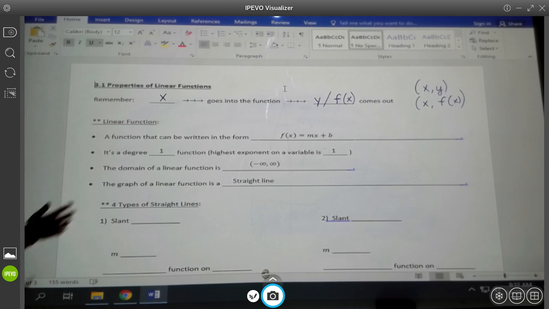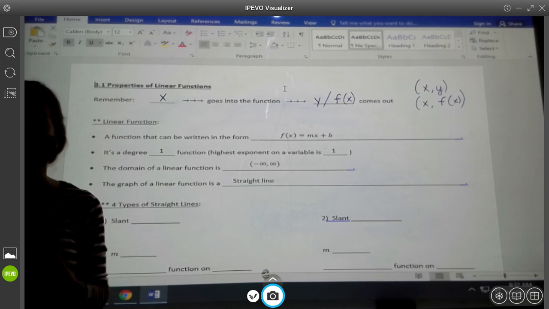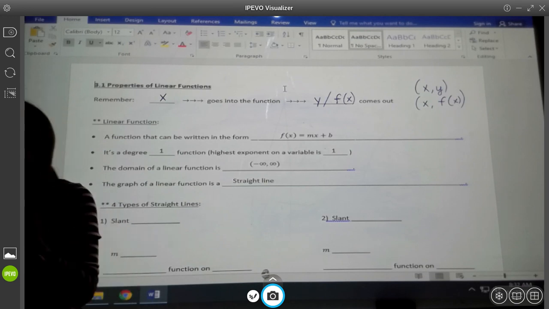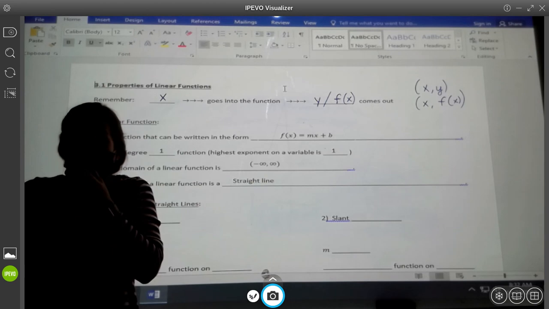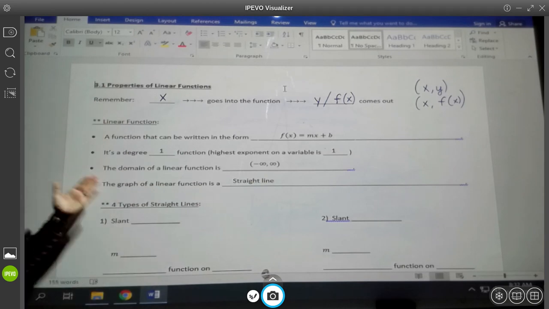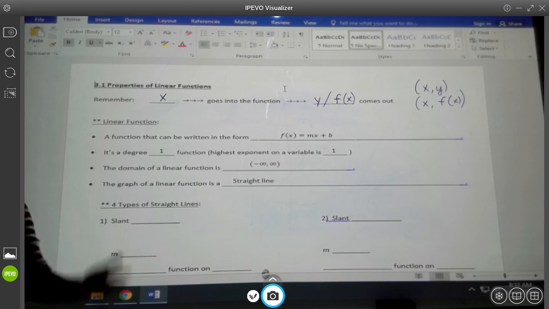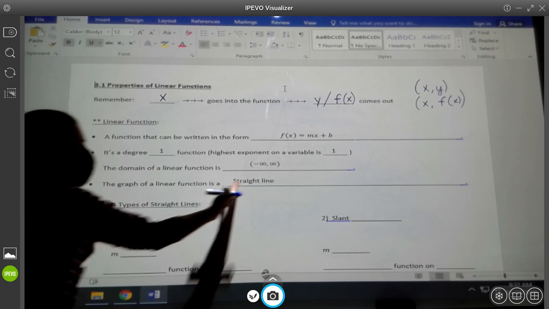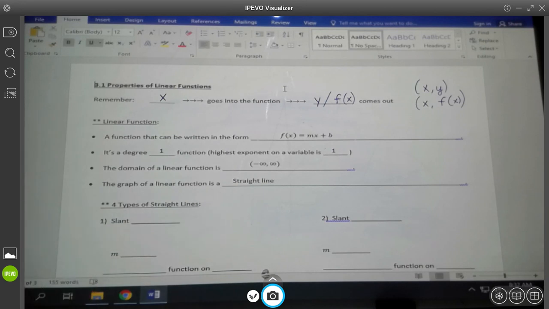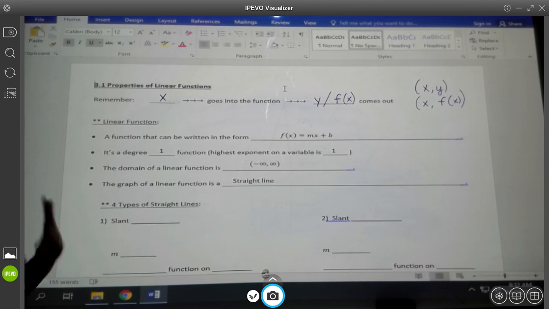All right, the domain of a linear function. Well, in a linear function, you're not dividing by a variable. You're not having a variable under a square root. So there's nothing bad that could happen to that function. So the domain of a linear function is all real numbers. Plug any number you want into a linear function and nothing bad can happen. The graph of a linear function is a straight line. The line is continuous. It doesn't have any jumps or points of discontinuity on it. It's a nice, smooth, continuous curve.